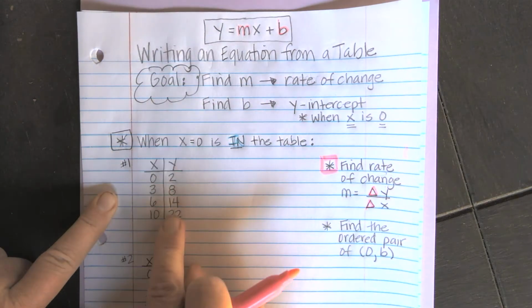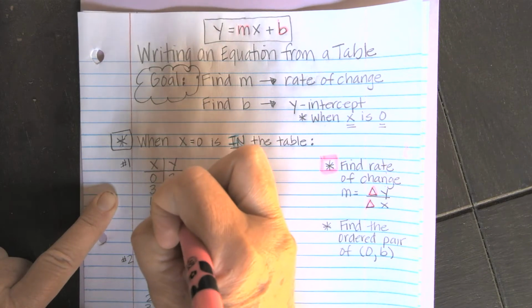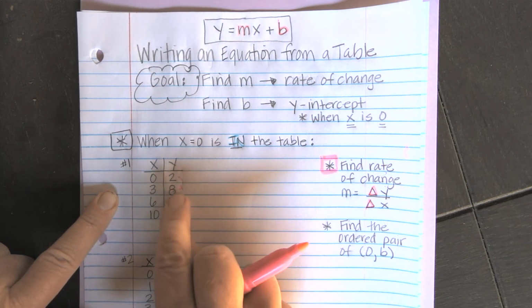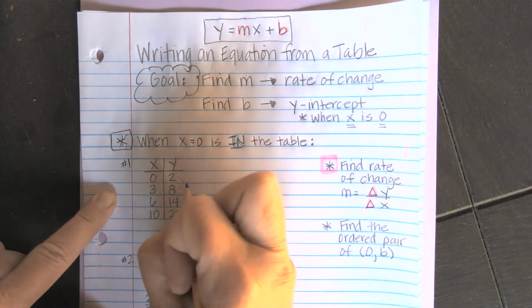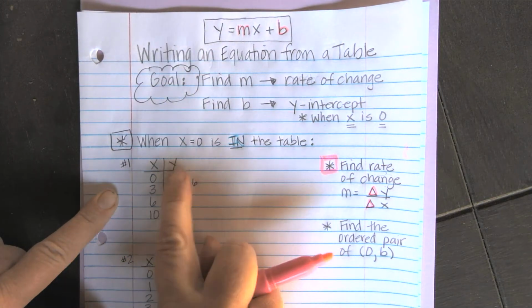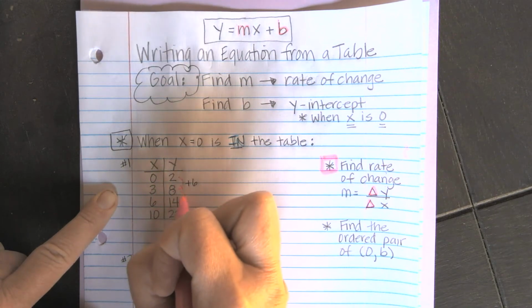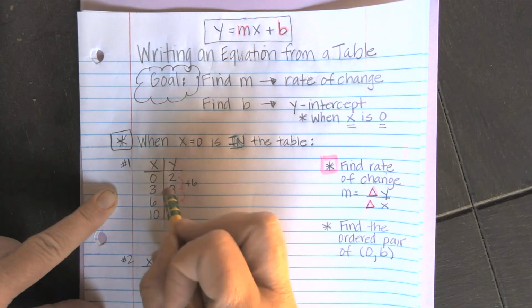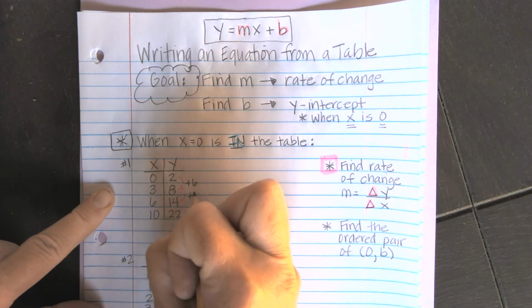Now, in our y, we are going from 2 to 8. So I want you to think about, how did that change? How did we get from 2 to 8? We added 6. Now I'm going to check and see if this is a constant rate. So if 8 becomes 14, what do we have to do to 8 to become 14? We also add 6.